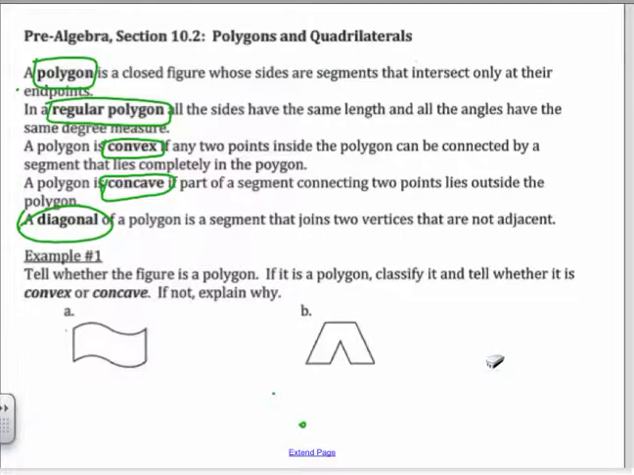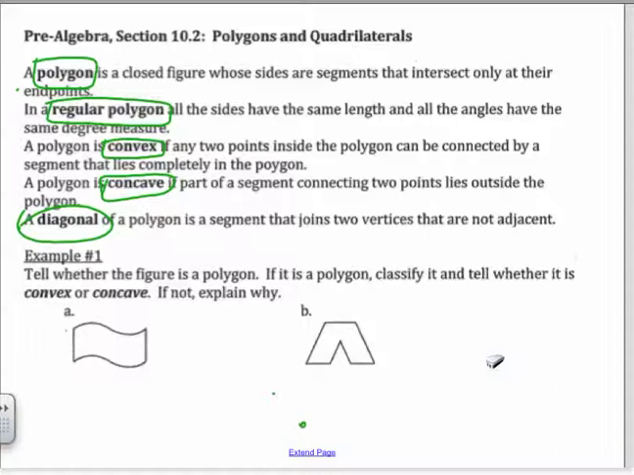Now let's look at this. Example number 1 says, tell whether the figure is a polygon. If it is a polygon, classify it and tell whether it is convex or concave. If not, explain why. Now let's look at this first one. Is the first one a polygon? Raise your hand. You're going to have to tell me if it is or if it isn't, and then you're going to have to tell me why. Either way.